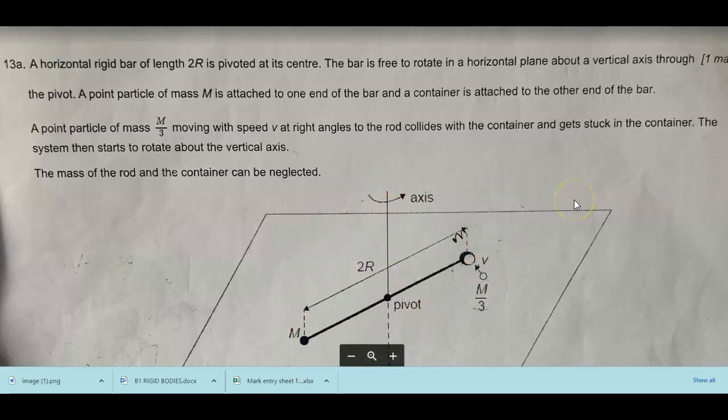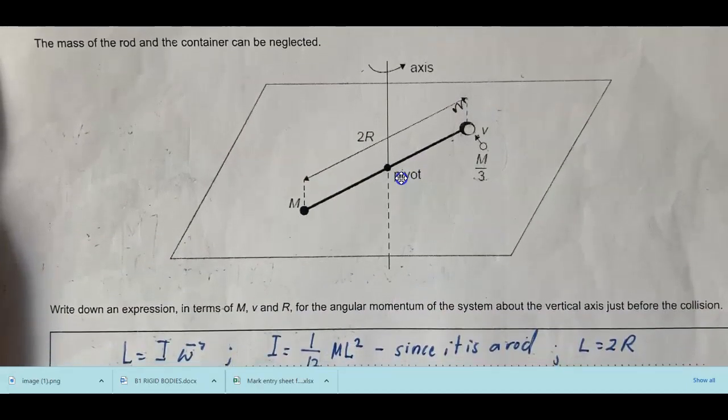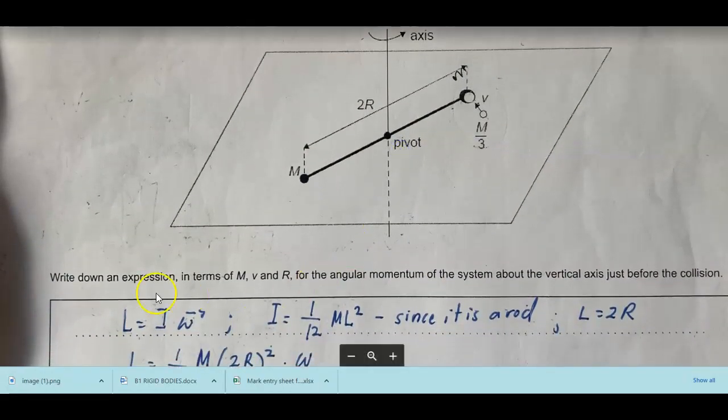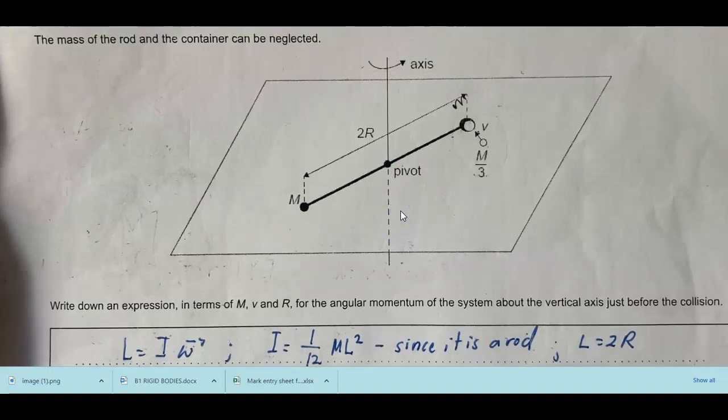Now, what are the things that we have to neglect? From the problem, it says here that we can ignore the mass of the rod and the mass of the black container here. Now, what's the first question from the problem? Well, it says here that we have to write an expression in terms of m, v, and r for the angular momentum of the system before collision. So in other words, what is its angular momentum before colliding with the particle here?